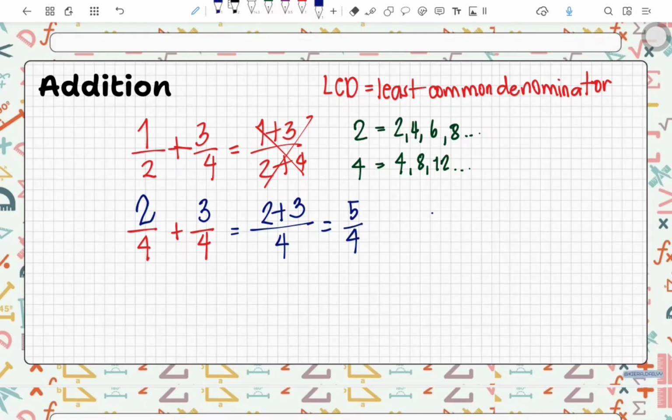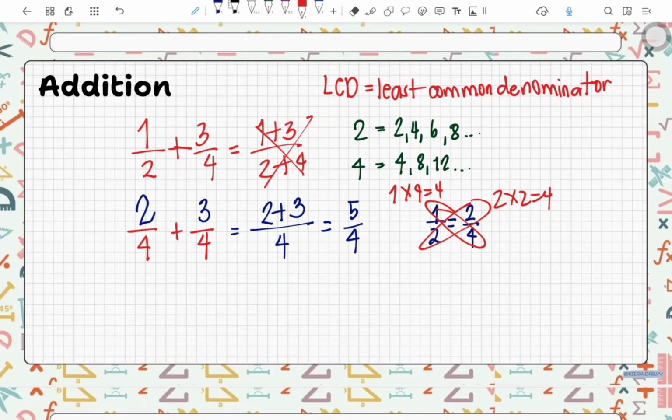Okay, let's check. Is 1 over 2 equal to 2 over 4? How can we check that? We can use the butterfly method or the cross method. That is 2 times 2 equals 4, and 1 times 4 equals 4. So they are equal, which means 1 over 2 is equal to 2 over 4.